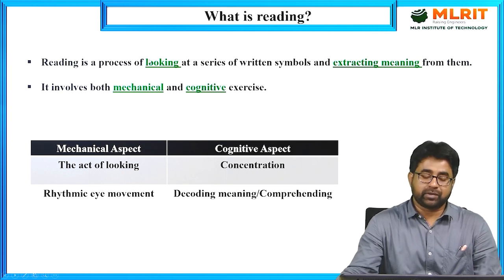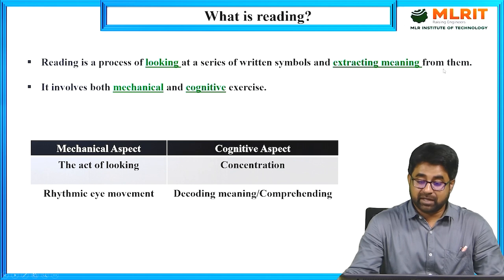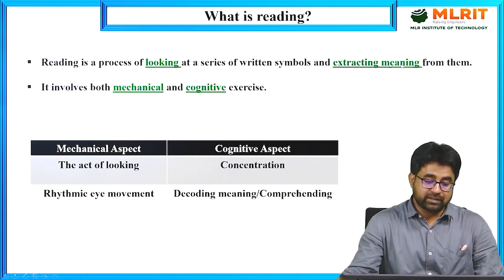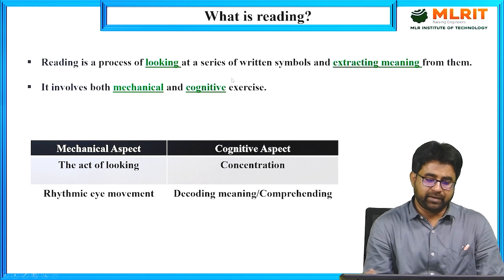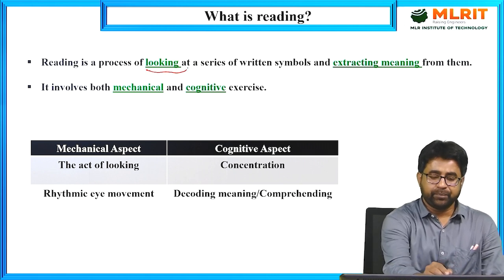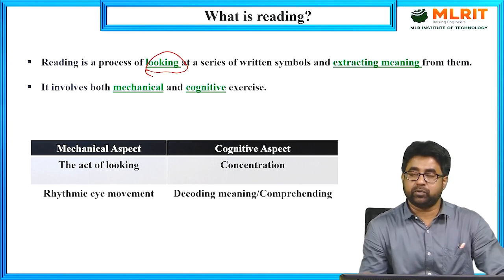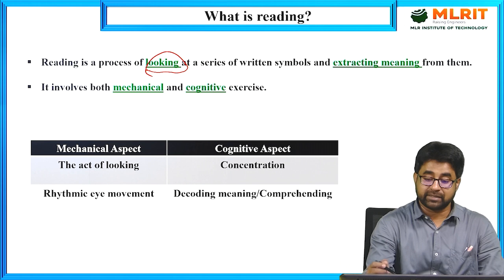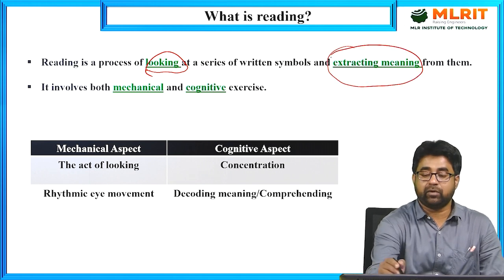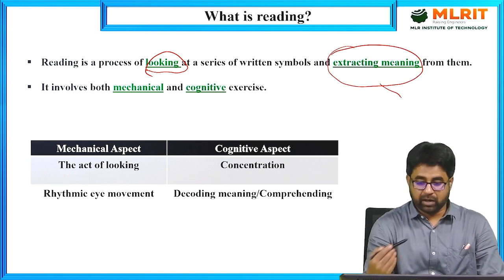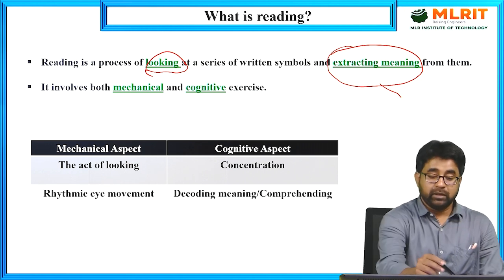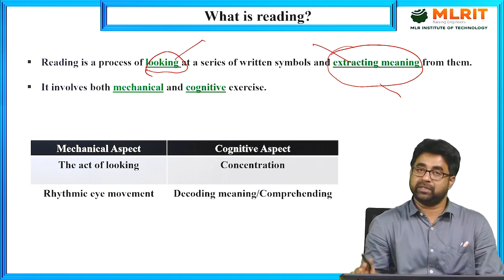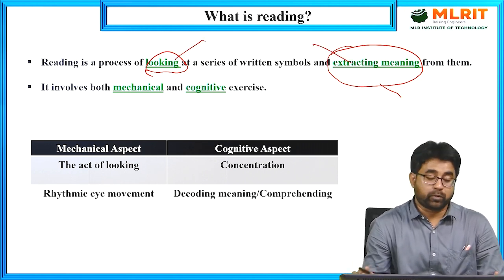So reading is a process of looking at a series of written symbols and extracting meaning from them. As you can see in this definition, you can find two main things in reading, right? One is obviously looking. It's a mechanical process. We look at the written symbols, and at the same time we also extract meaning, after looking or while looking through those written symbols. Right? So there are basically two aspects when it comes to the process of reading.